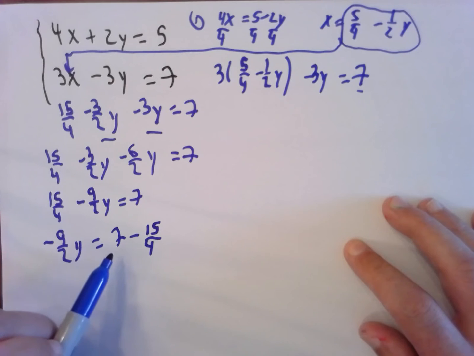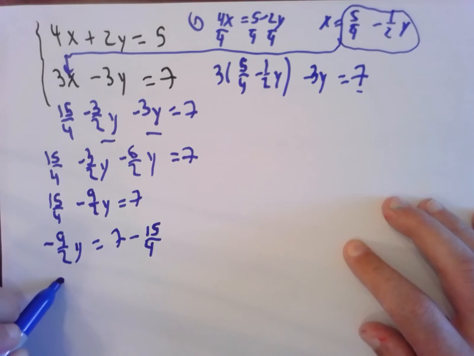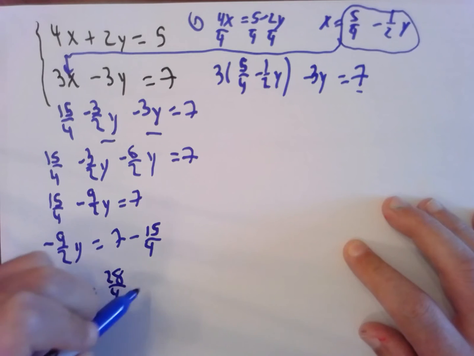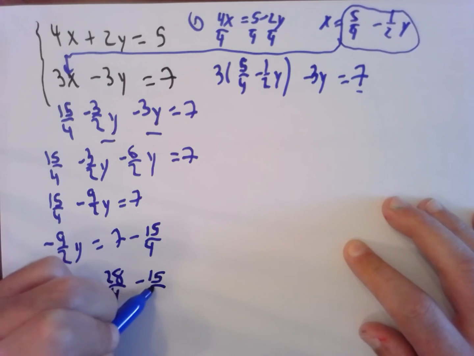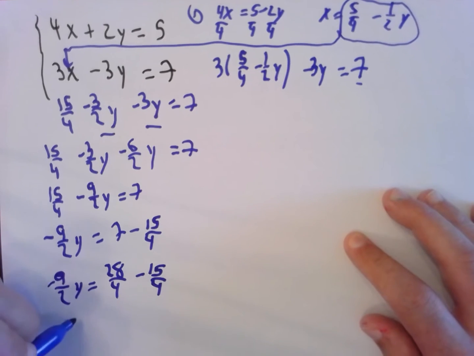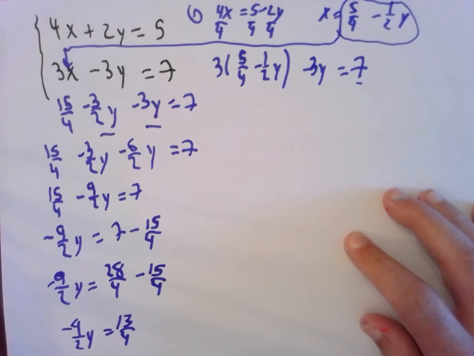Still nowhere near done. We have to get a common denominator to add these fractions together. So over here on the right side, 7 is 28 over 4. Now we can add 28 over 4 minus 15 over 4 is 13 over 4. Okay, now we have this fraction times y equals 13 over 4.